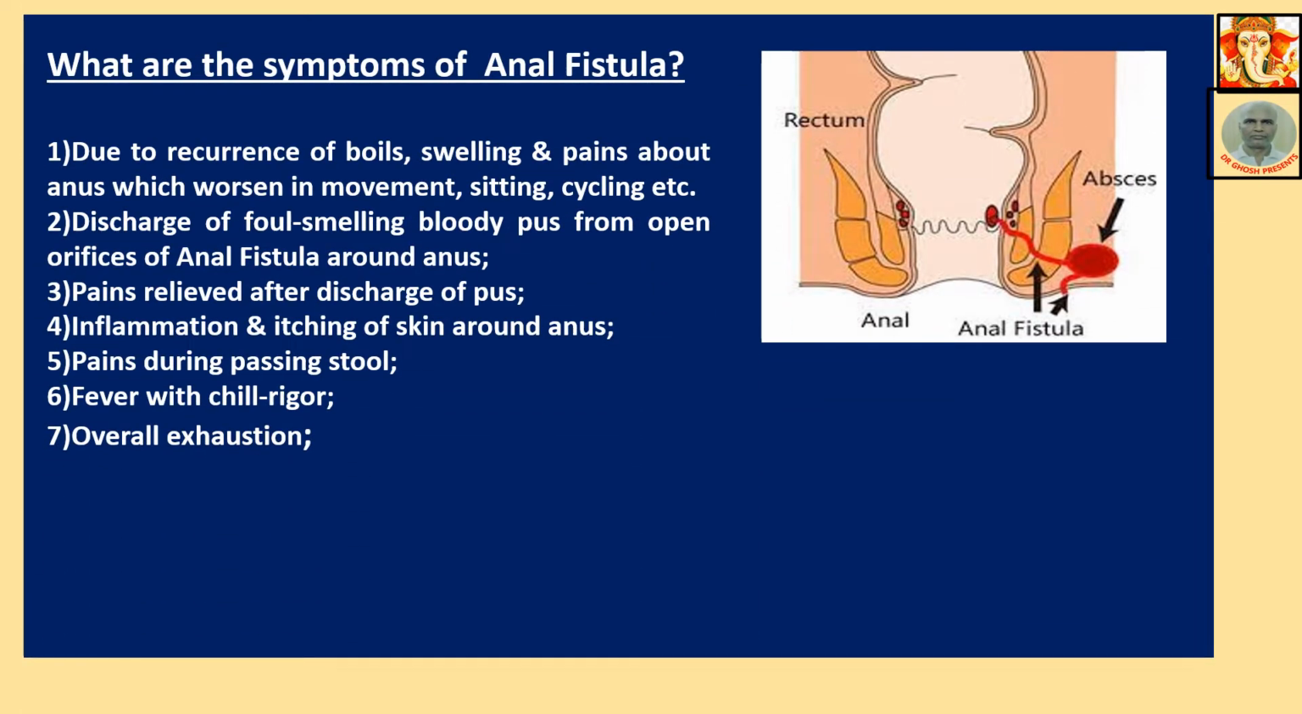What are symptoms of anal fistula? Number one, recurrence of boils, swelling and pains about the anus, which worsen in movement, sitting, cycling, etc. Number two, discharge of foul smelling, bloody pus from open orifice of anal fistula around anus. Number three, pains relieved after discharge of pus. Number four, inflammation and itching of skin around anus. Number five, pains during passing stool. Number six, fever with chill and rigor. Number seven, overall exhaustion and ill state of the disease.